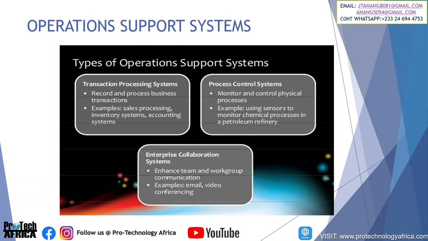You know, so these are the things. So we also have the process control system that monitors that everything is accurate. For example, using sensors to monitor the chemical processes in a petroleum refinery. And then we also have the enterprise collaboration system, which enhances team and workgroup communication. For example, emails, video conferencing.